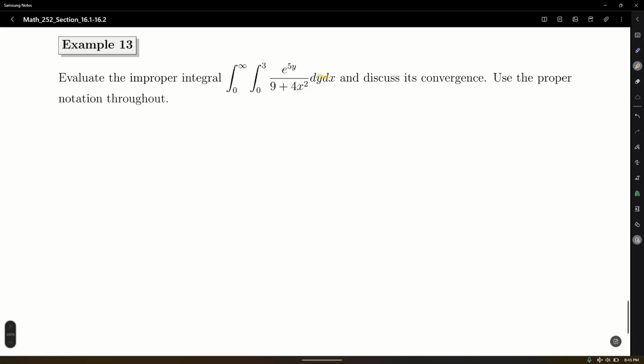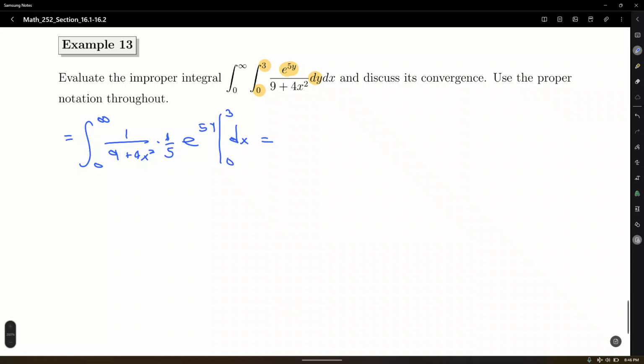In the meantime, we're going to integrate the innermost function, with respect to y rather, and we're going to integrate the exponential. So that's going to give us the integral from 0 to infinity of 1 over 9 plus 4x squared. That's going to be 1/5 times e to the 5y, and evaluate that between 0 and 3. And don't forget the dx.